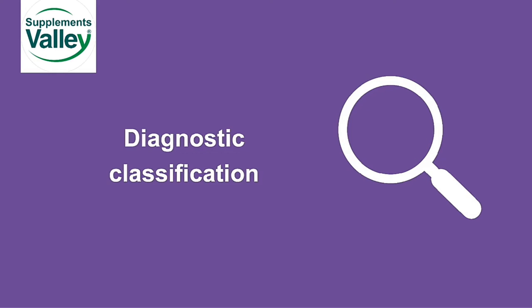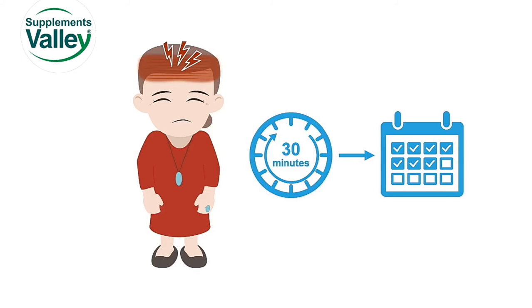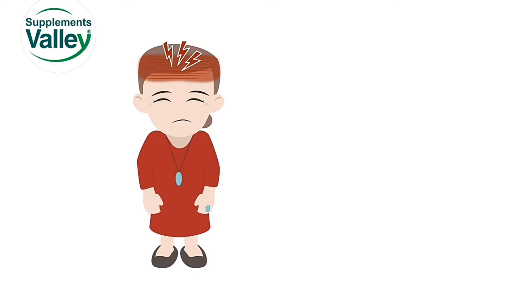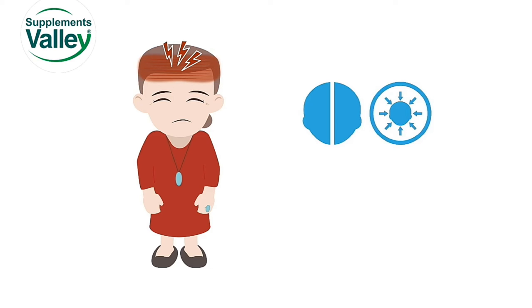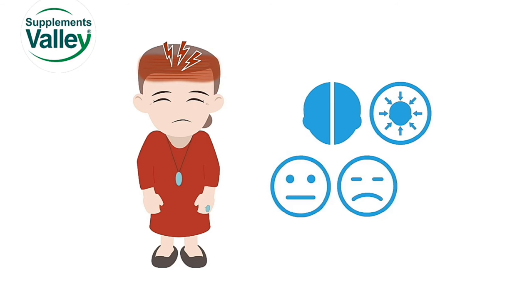Let's explore the criteria for diagnosing tension headaches. Tension headaches last from 30 minutes to 7 days. Tension headaches have at least two of the following four characteristics: bilateral location, pressing or tightening, in other words, non-pulsating quality, mild or moderate intensity, not aggravated by routine physical activity such as walking or climbing steps.